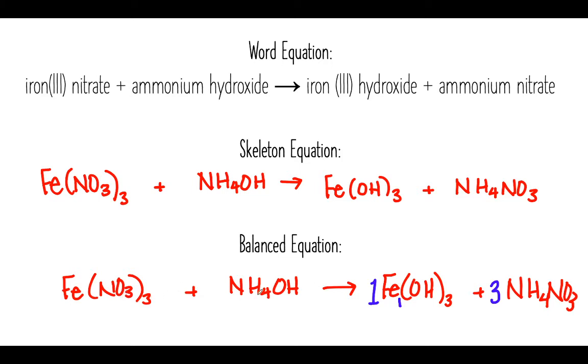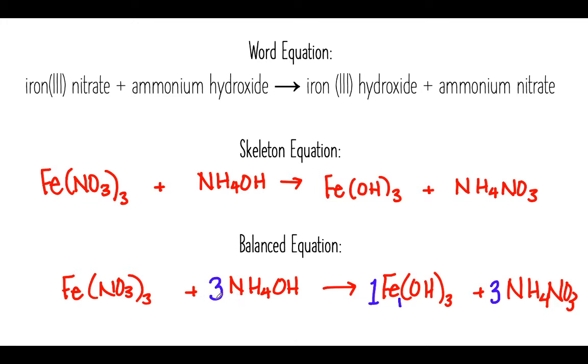So having changed that, let's move on to ammonium, which is NH4. I've got 1 NH4 on the left side. And on the right side of my arrow, just because I've put in the 3 here, I've got 3 NH4s. So I've got 3 here and 1 here. I'm going to add a coefficient of 3 so that there are 3 here as well.